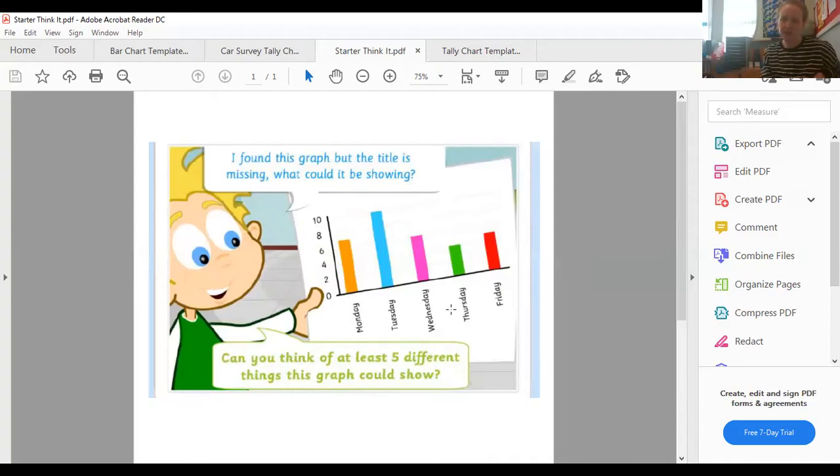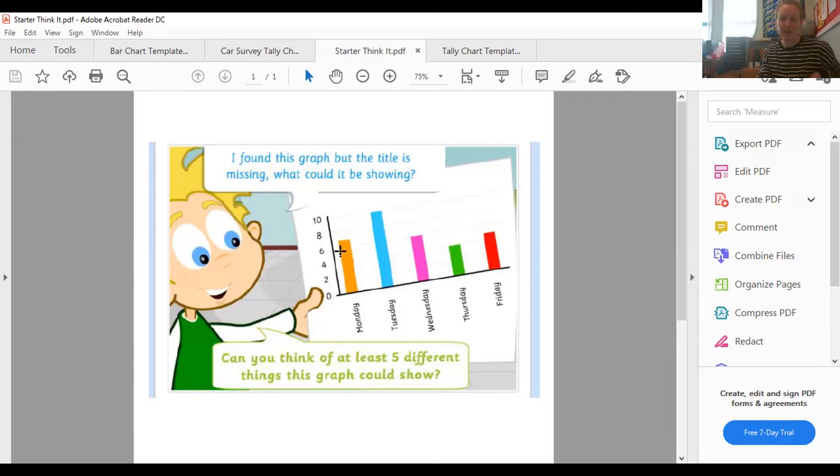So it's got the days of the week at the bottom, and then it's got the scale at the top showing an amount of something. So what could this graph be telling Sten about, or what could Sten have been gathering information on? I'm going to give you a little clue because I thought it could be the amount of times he had a snack on each day.